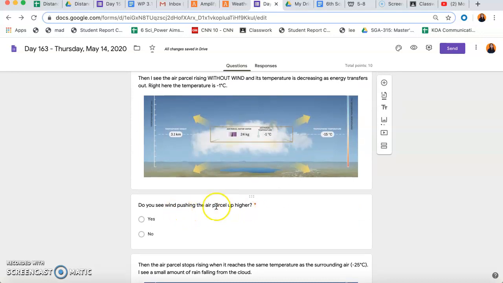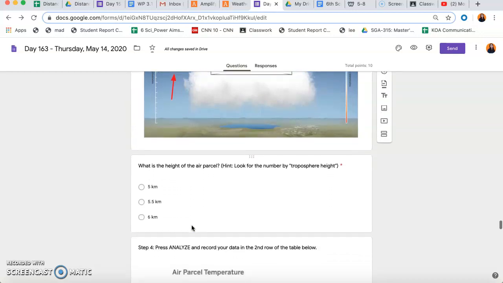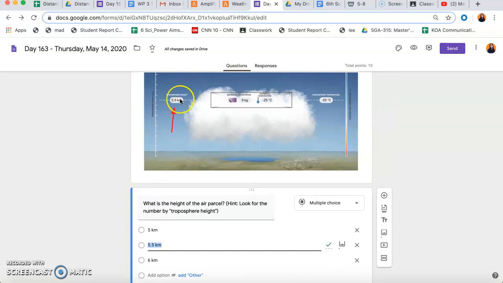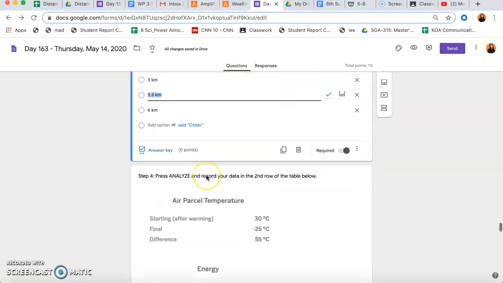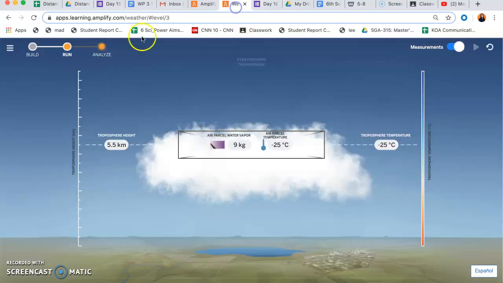Did you see wind pushing the air parcel up higher? I did not. What is the height of the air parcel? It's at 5.5. Now let's press analyze and look at the data.